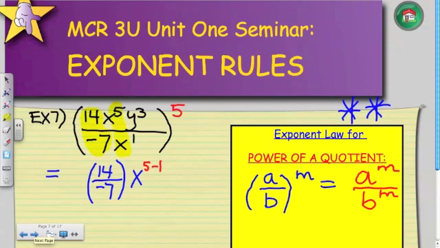Do I do anything with my y? No, because there's no other y that I can combine it with. So I have my y cubed. Now don't forget, this is all the simplification inside the bracket. I still have to put big square brackets, because to all of this, I need to apply the power of 5 to this.